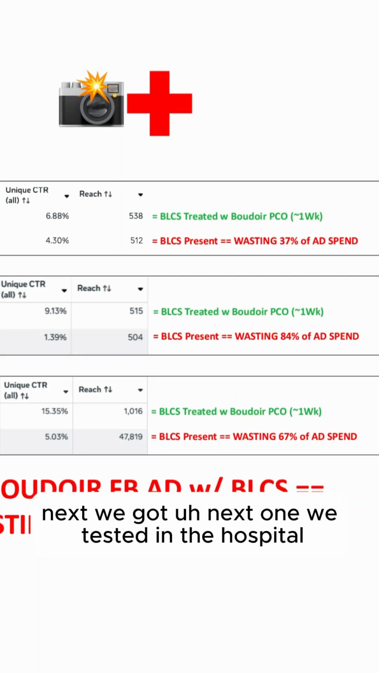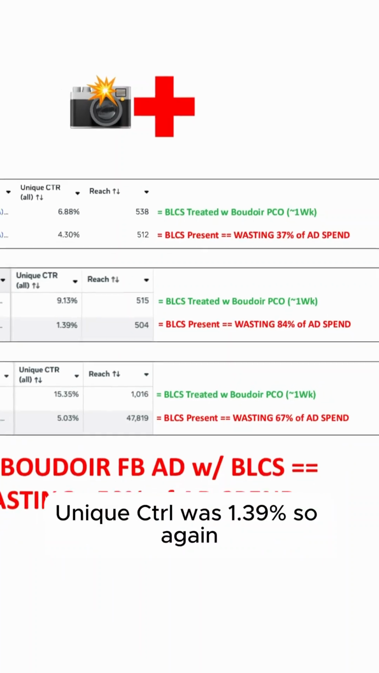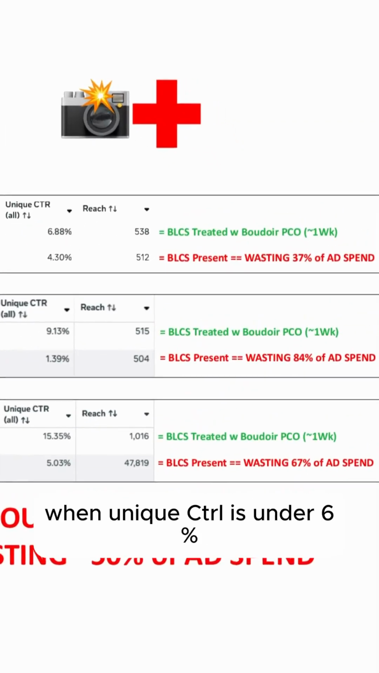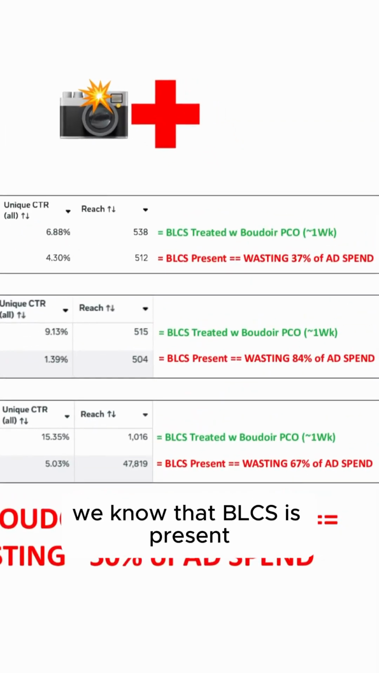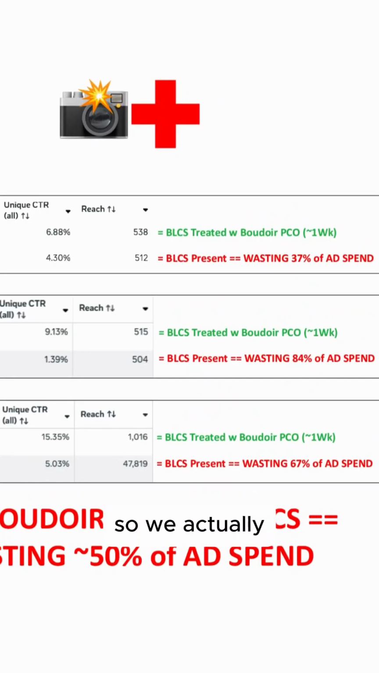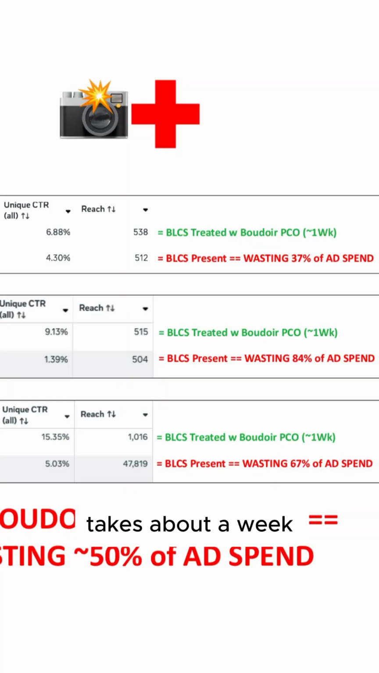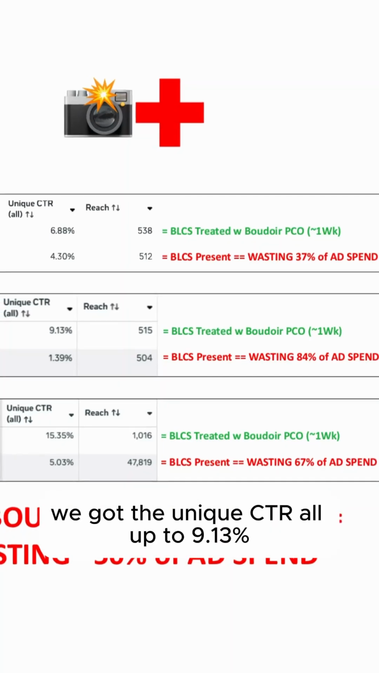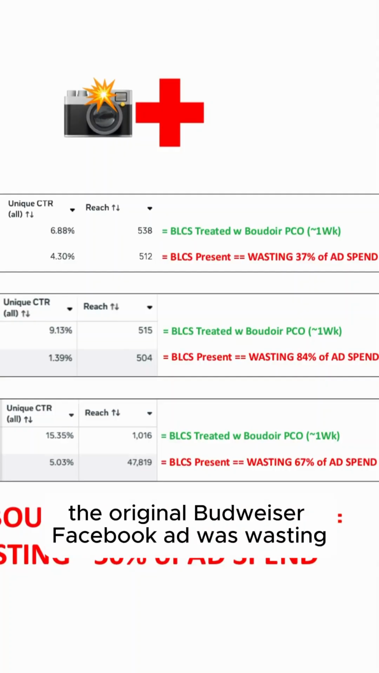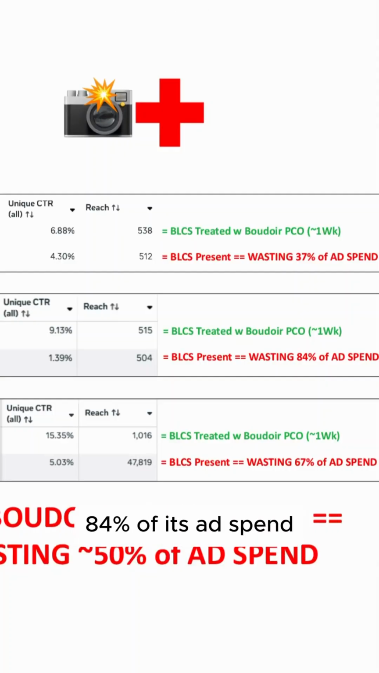Next, the next one we tested in the hospital, unique CTR was 1.39%. So again, when unique CTR is under 6%, we know that BLCS is present. So we duplicated, treated with Boudoir Pico, takes about a week. We got the unique CTR up to 9.13%. So we found out the original Boudoir Facebook ad was wasting 84% of its ad spend.